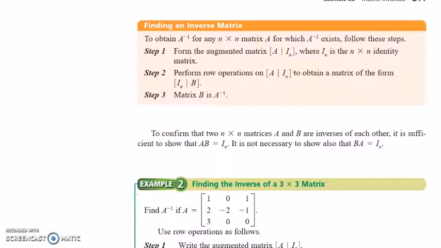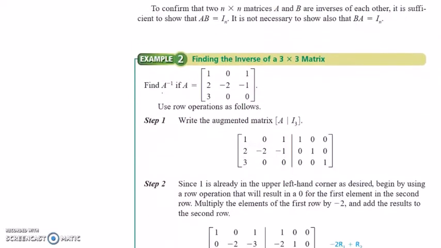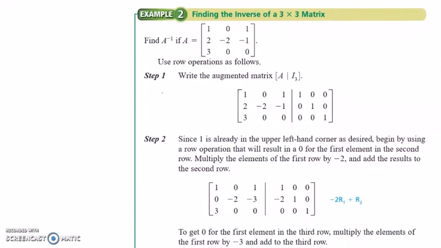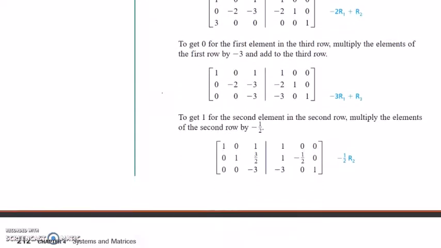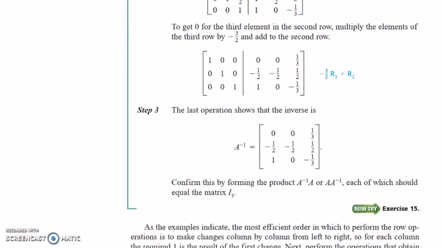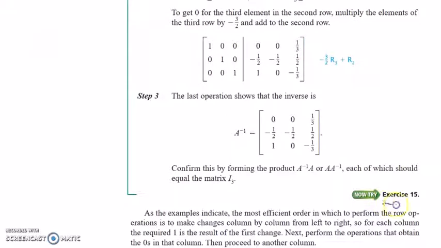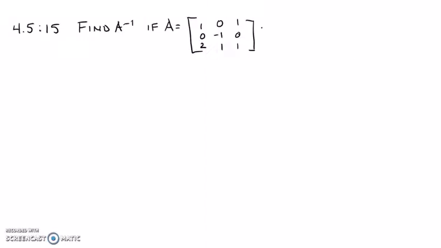To find an inverse, here are the steps, and you can read through and work through example 2 in your book. To keep this video short, I am going to go ahead and do exercise 15 now. Number 15 asks us to find the inverse of matrix A if A is this 3 by 3. So my first step is to write the augmented matrix with the identity.